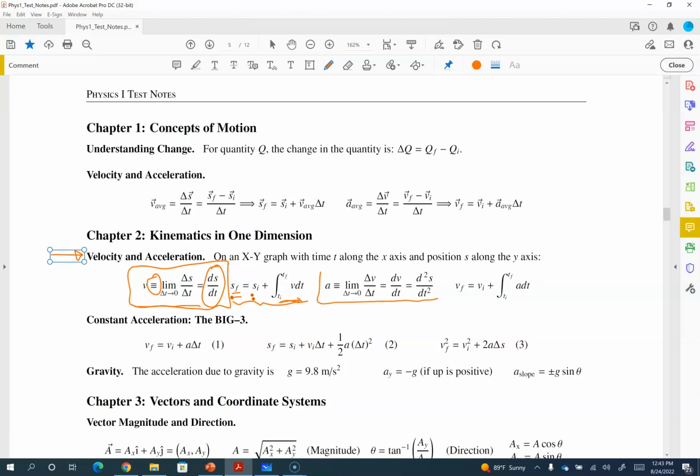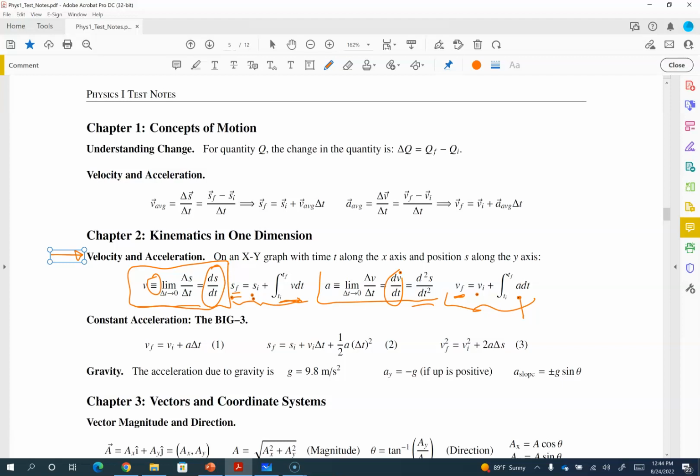Similarly, acceleration is defined as the limit as delta t goes to 0, delta v over delta t. Here's our dv dt, which happens to also be the second derivative of position with respect to time. Next to that, we are seeing that we can get to a final velocity by integrating the acceleration with respect to time, and our constant of integration is that initial velocity.